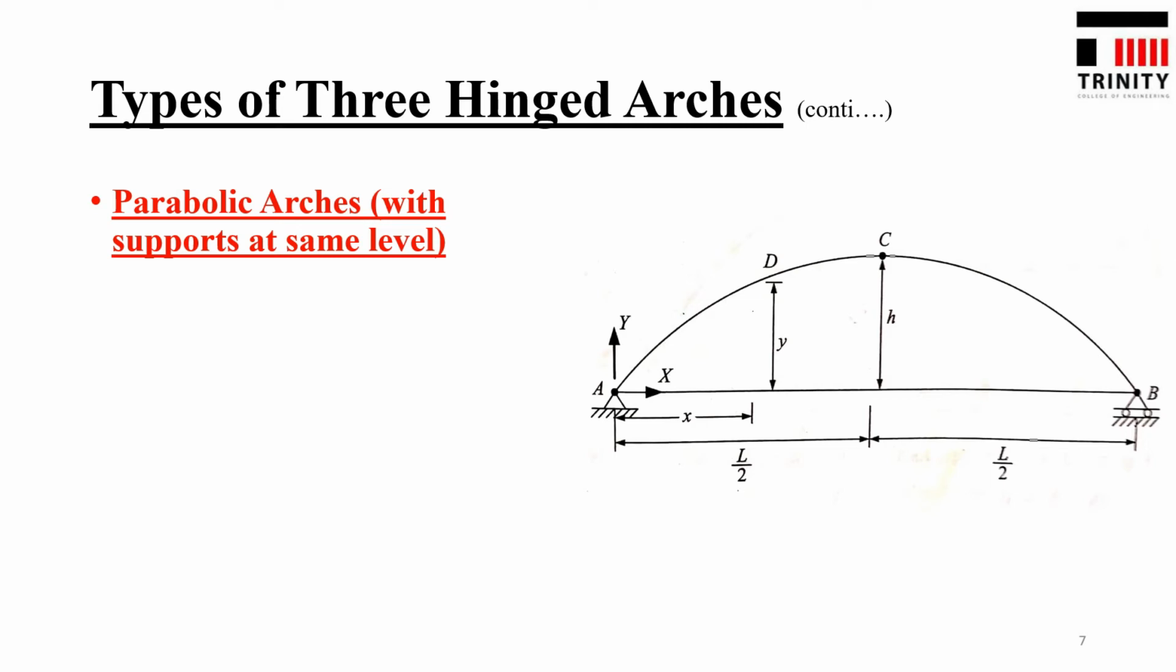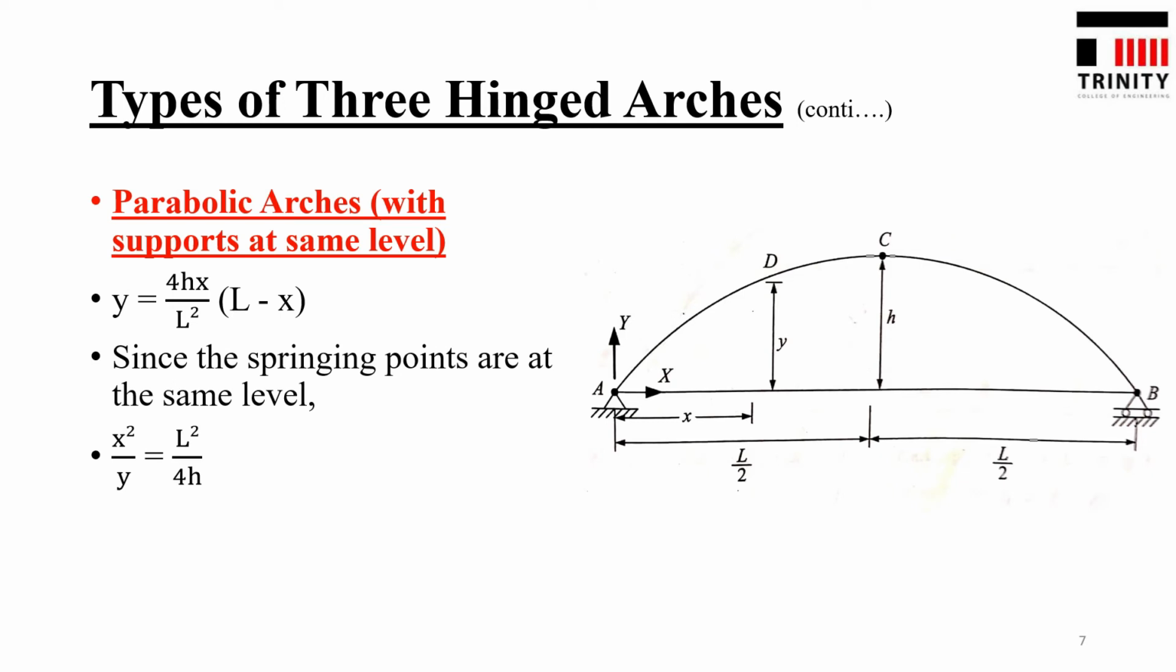In such cases, you need to learn by heart the following formulas. y = 4hx by L square into (L minus x). Since the springing points are at the same level, you can apply the following condition: x square by y = L square by 4h. It is the condition of a parabola. And also tan theta = 4h into (L minus 2x) divided by L square.